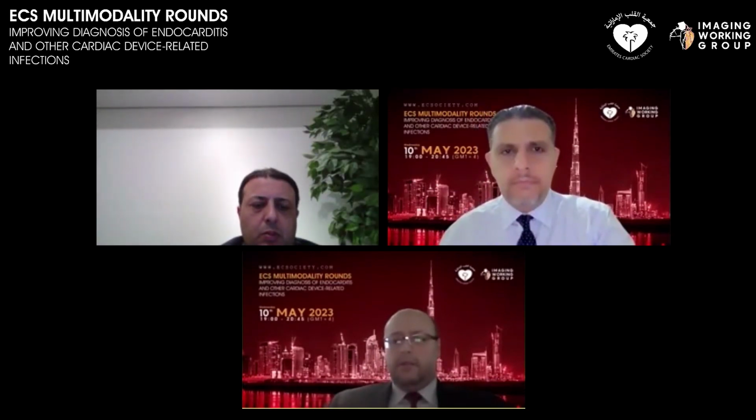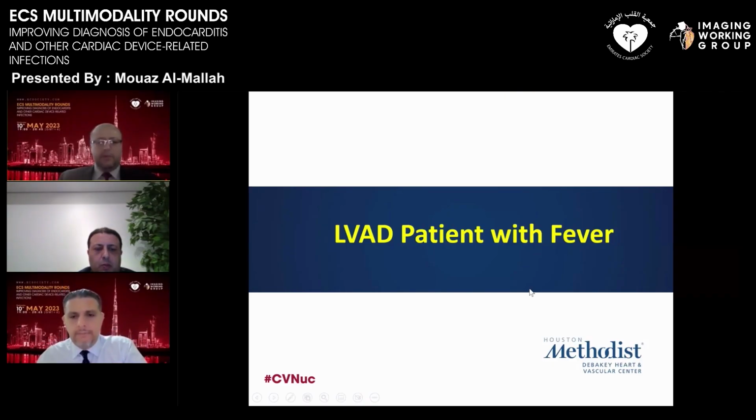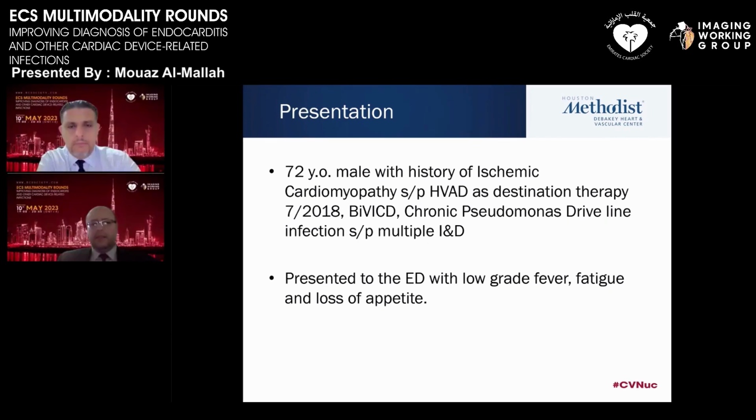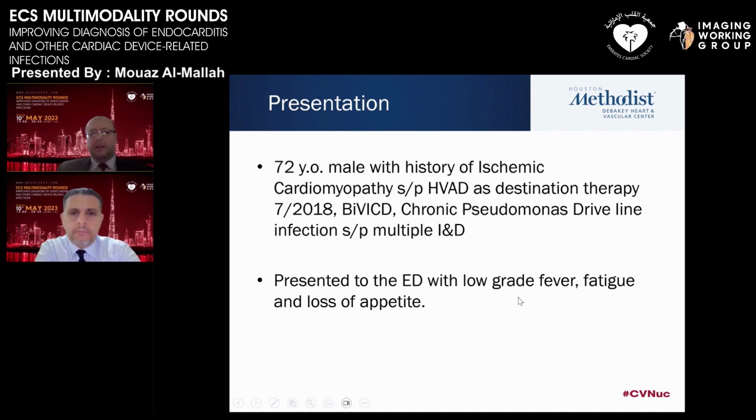Okay, so let's quickly go through this case, which is a patient with LVAD who came in with a fever. This is a 72-year-old with ischemic cardiomyopathy, had an HVAD on destination therapy by VICD, chronic Pseudomonas driveline infection, and had multiple incision and drainage, and came into the hospital with low-grade fever, fatigue, and loss of appetite. So now the question is, is this still just a driveline infection, or is this becoming worse?